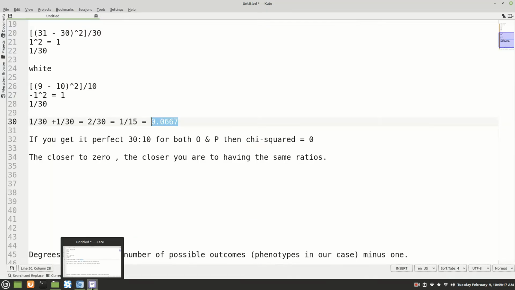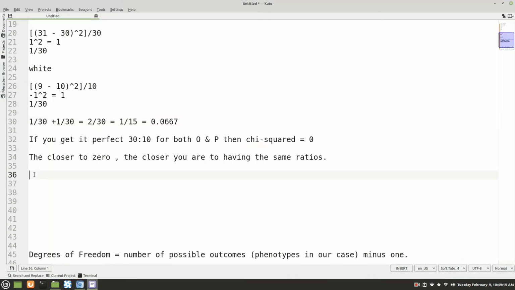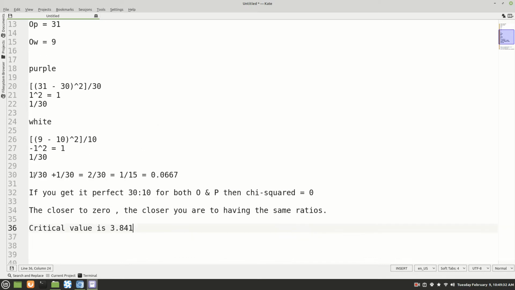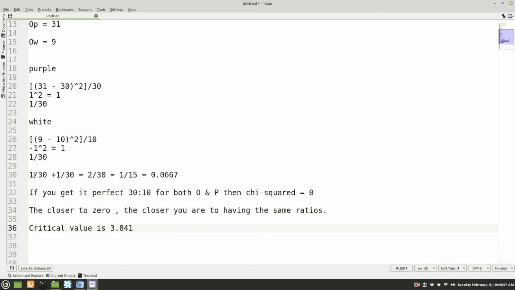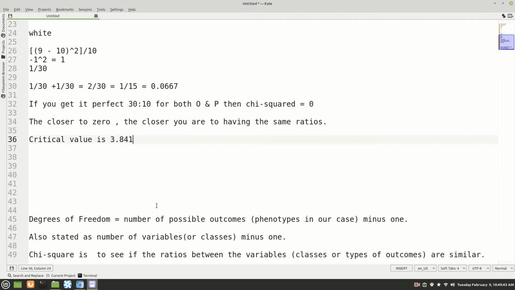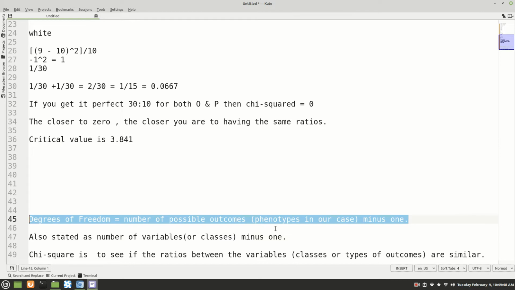So let's go back over here. And so the critical value is 3.841. And actually, that's not correct, because I just realized our degrees of freedom, we have two variables. We have a purple and a white, and you subtract 1. So how many, that's down here. The degrees of freedom are the number of phenotypes you have minus 1.